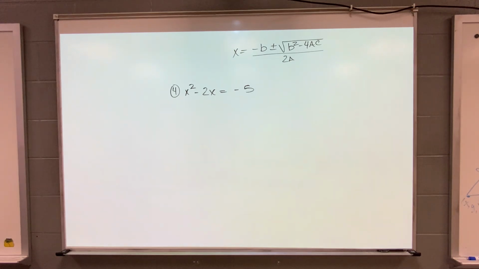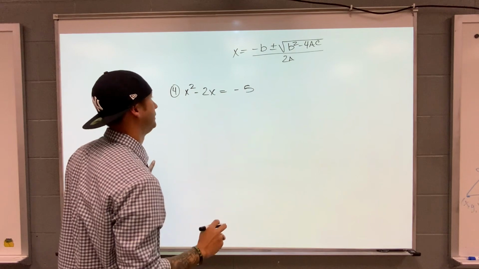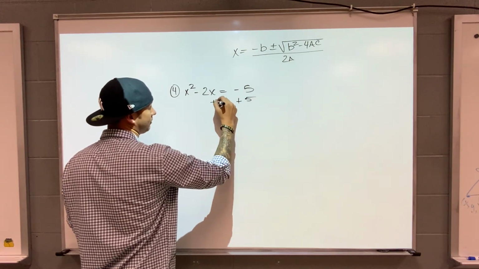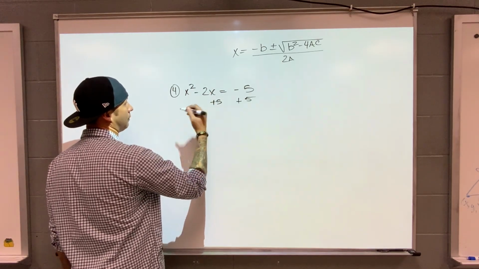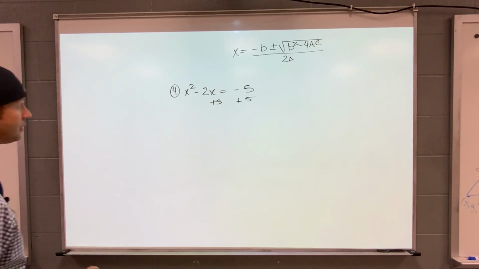Okay, number 4. X squared minus 2x equals negative 5. If I add 5 to both sides, I'm going to get x squared minus 2x plus 5, which is the same as number 3.